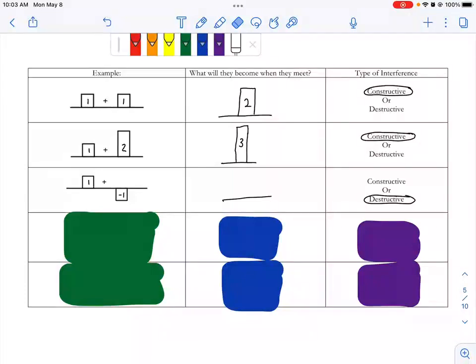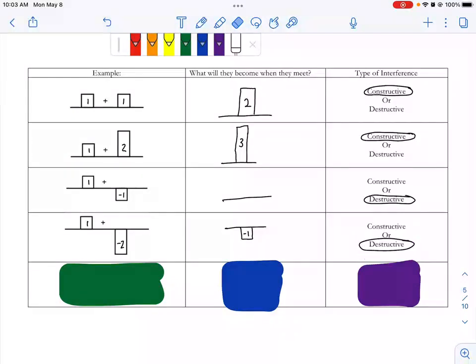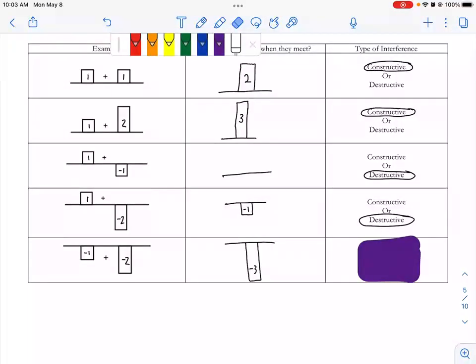Okay. For our fourth example, now we have a 1 and a -2. This is the one that we did in the previous one, so you already know the answer to that one. It's -1. And this was our example for destructive interference, so you know that one is destructive. And what do you think about this one? This one might be kind of hard. So we've got a -1 and a -2. And if you guessed that this one is a -3, then you are right.